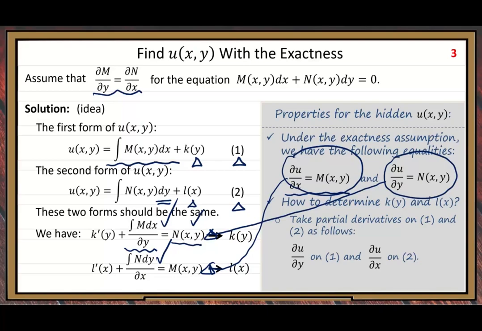So this is the standard procedure to determine the u function. Although this is the standard way, later I may show you there is a shortcut. There is a simpler way to figure out the little k function and the little l function, simpler than the standard method.